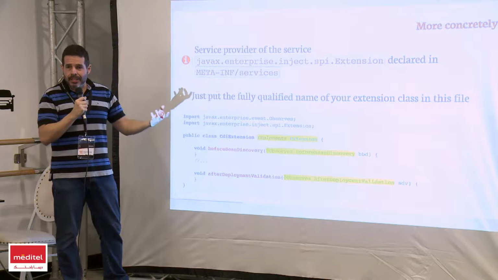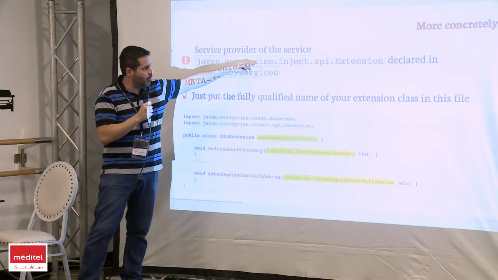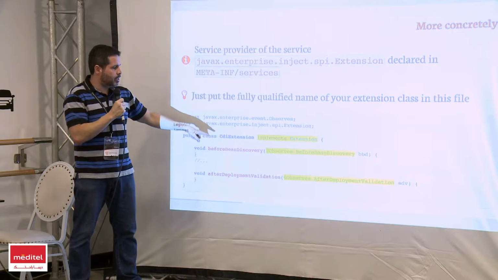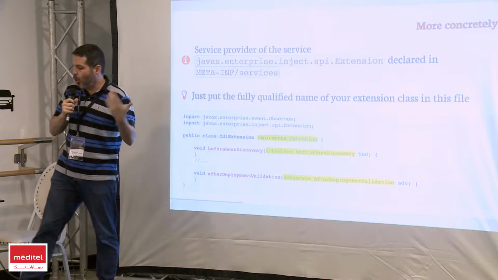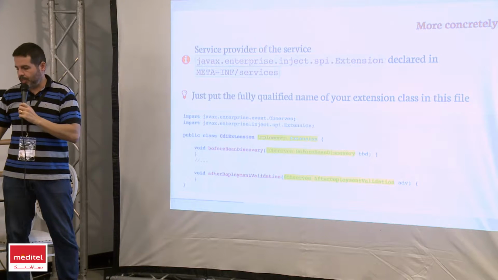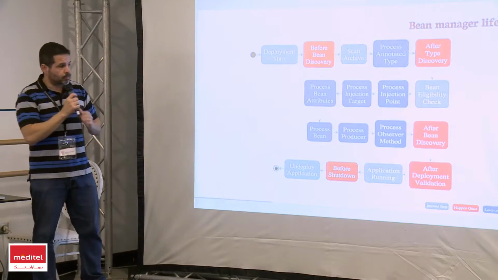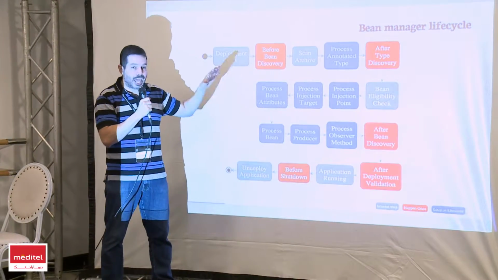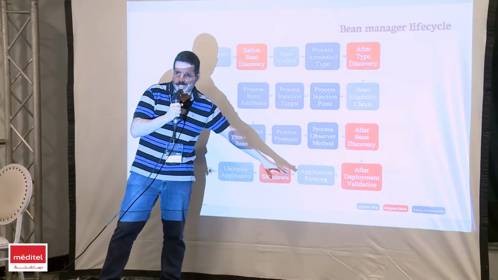And then, when CDI is starting, it will look inside this file and know that there is a class that contains the extension to be loaded when the CDI is being loaded as well. So these are some of the events that happen before your application is started.